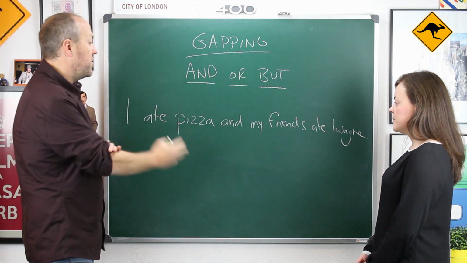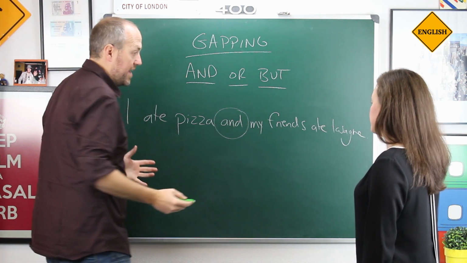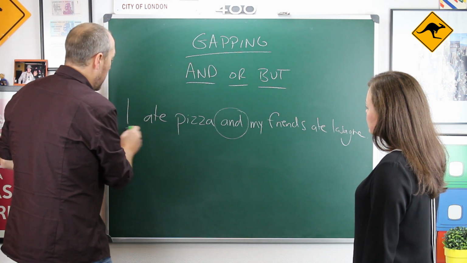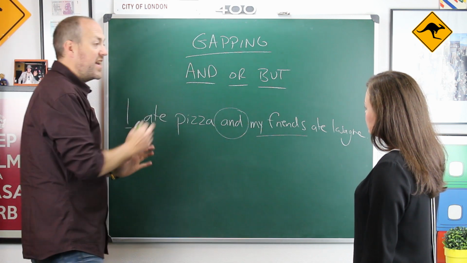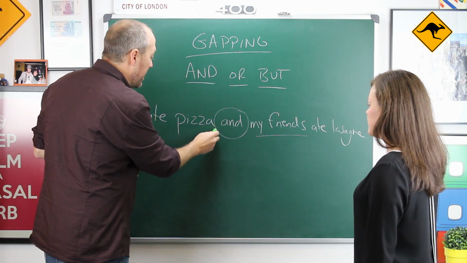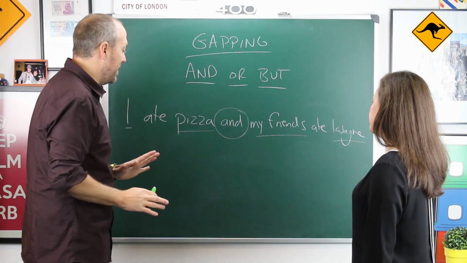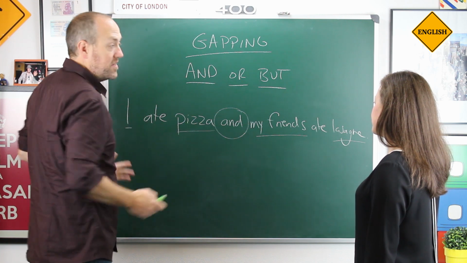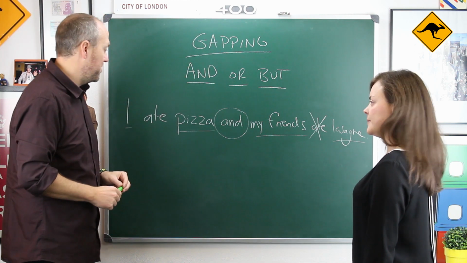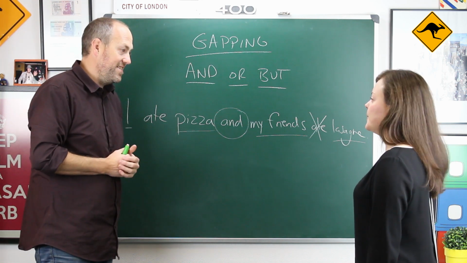So you can see in this sentence, here's our conjunction, and then we have the subjects. I and my friends, they are different, so we can't eliminate them. And here we have pizza and lasagna, they're different, so we can't eliminate them. But ate is the same, so that means that we can eliminate this. I ate pizza and my friends lasagna.